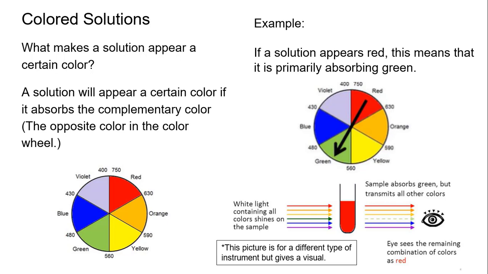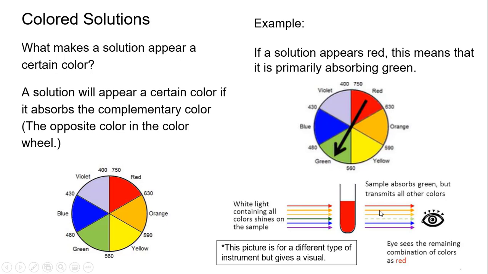So if you see a red colored solution, if a solution appears red, this means that the color that is being absorbed is green. So this is a color wheel, and they use the word complementary, which means opposite. So if you see a red solution, then green is being absorbed, and anything across from this. So if you have a blue solution, orange is being absorbed, and you can pretty much see this here.